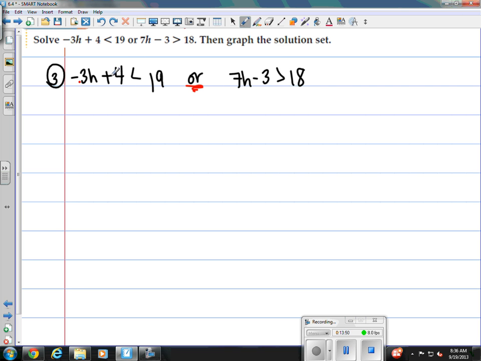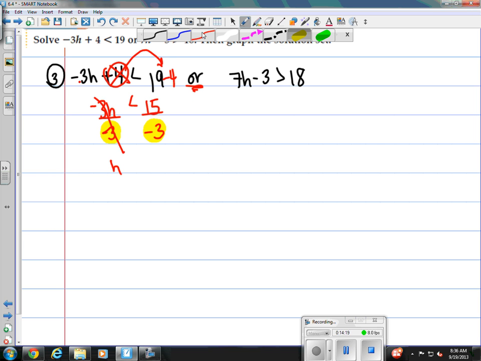We're solving for h. The first thing we need to do is transpose our plus 4, make him a minus 4. Disappears from the left. I'm left with negative 3h is less than 19 minus 4 is 15. Last step now to solve for h is to divide both sides by negative 3. Negative 3's cancel, and h is. Now, think back to our rules about inequalities. If I divide both sides by a negative, my inequality symbol is going to flip. So instead of saying less than, it's now going to say greater than. 15 divided by negative 3 is negative 5.